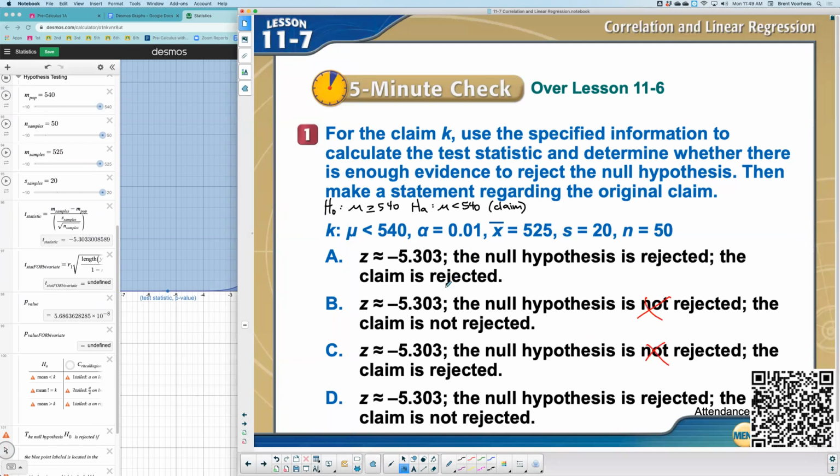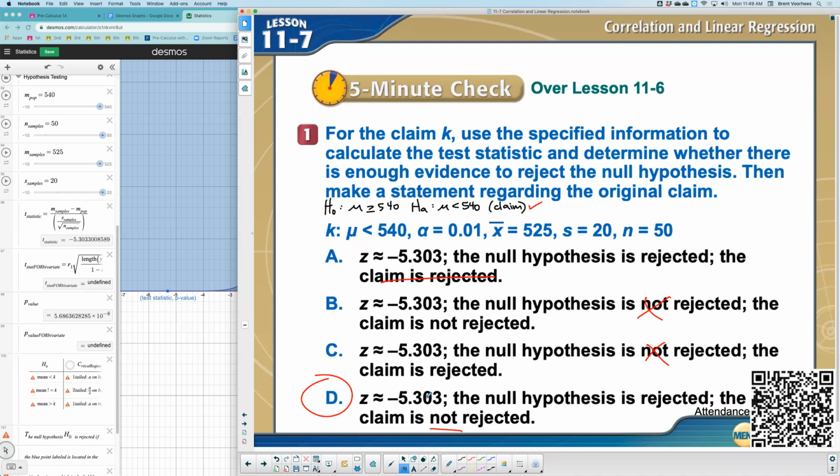So we'll reject the null hypothesis, and since we're rejecting this, this looks like it's not rejected. And so we're going to look for how we want the claim to not be rejected. Perfect, right there. So the answer is going to be D. A would also be out. This is the part that makes A wrong.